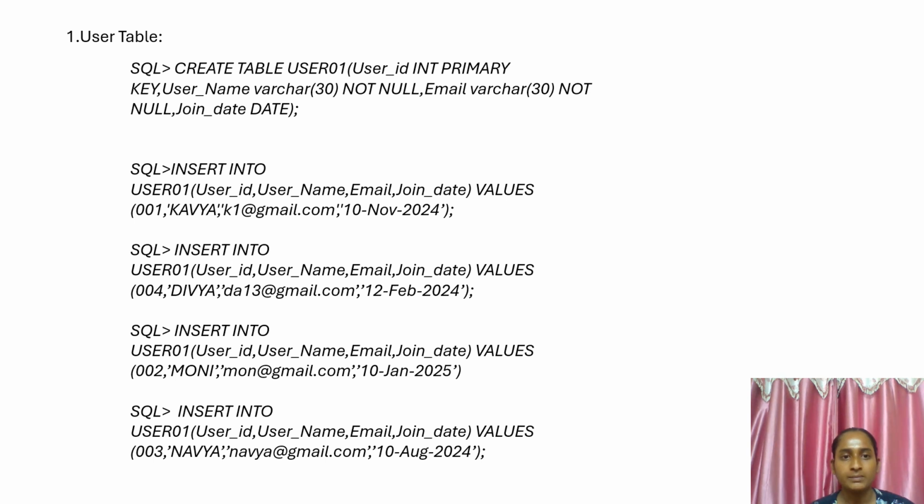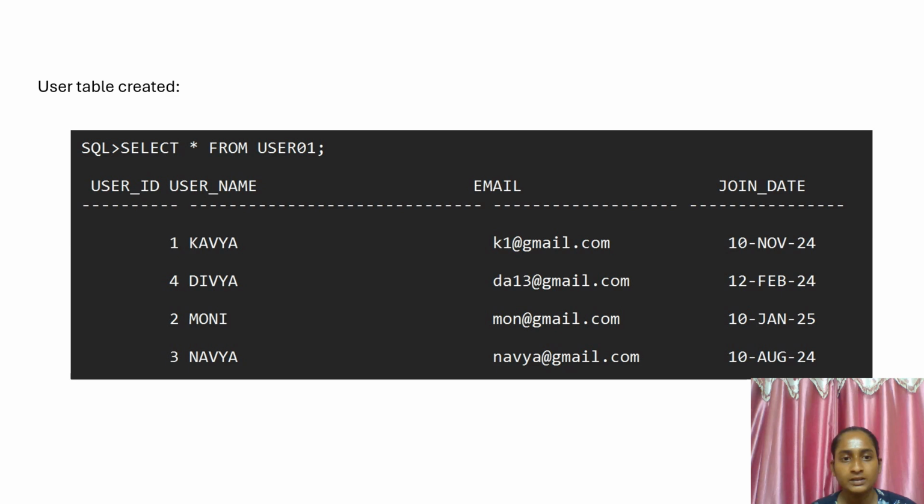Creating a user table. Create table user: user ID, username, email, join date are the attributes of the table. Int, varchar are the data types. Primary key, null, not null are the constraints. Inserting the values into the table. This is the table created of user table.